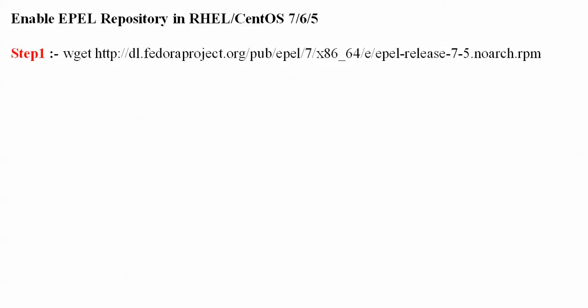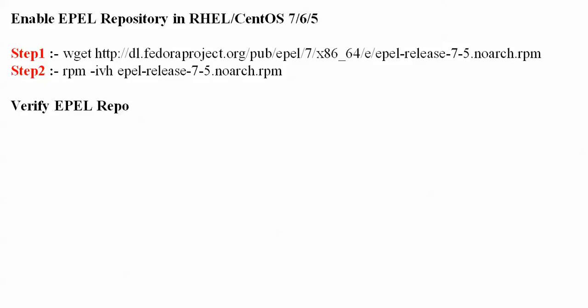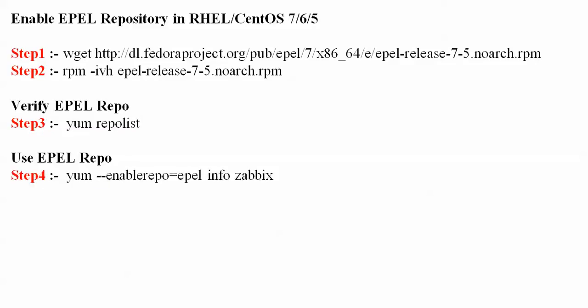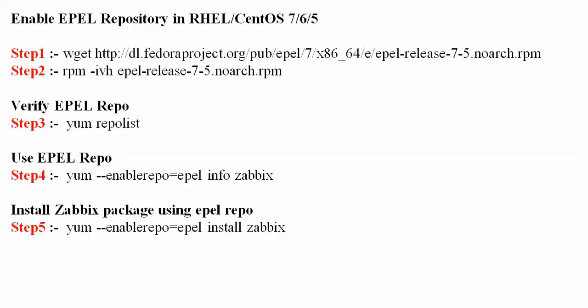First of all, we need to download the EPEL release package with the Red Hat command, and after that we need to enable the EPEL repository, and then we verify whether EPEL is installed or not. Then there is a command, repolist, then use EPEL repo. Then this is to check zipic, which is the package name that is going to be checked, and then after that I'm going to install the zipic package.